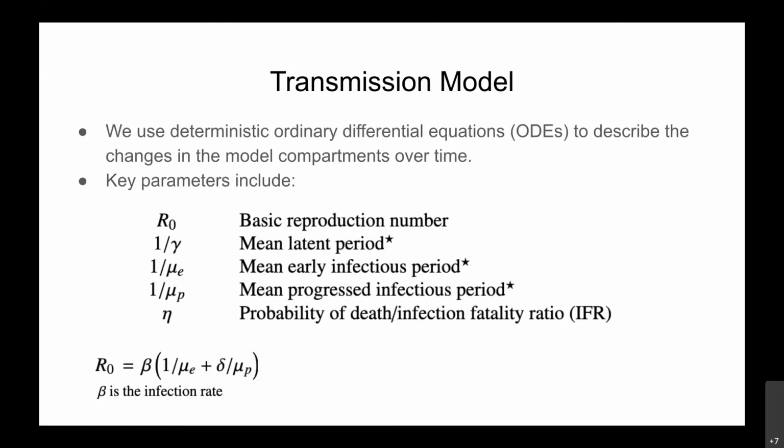And in this model, R0 has this form that I've indicated here on the bottom, where beta is a per contact infection rate.